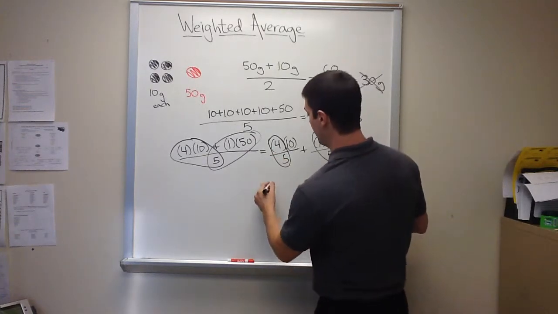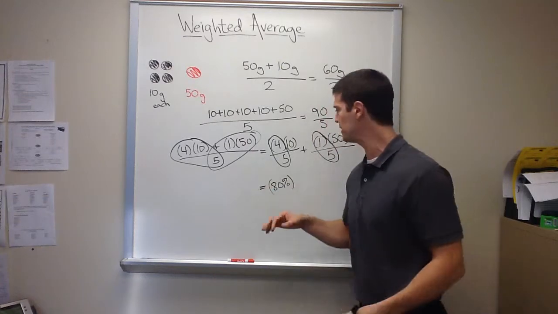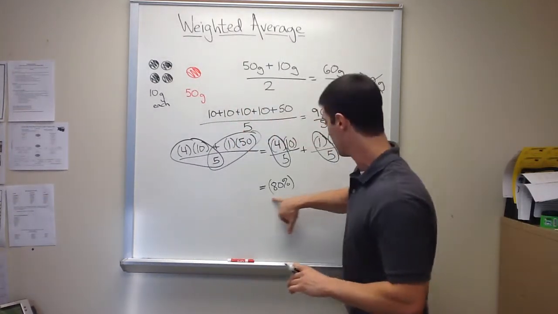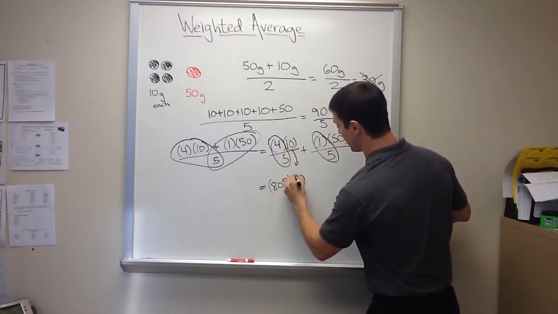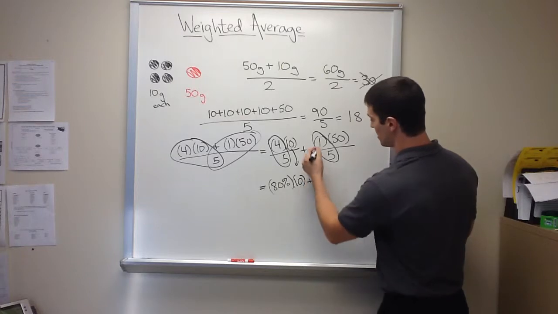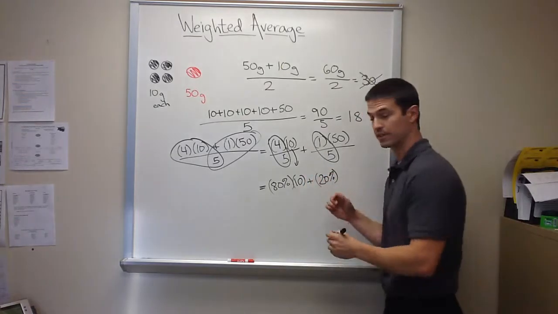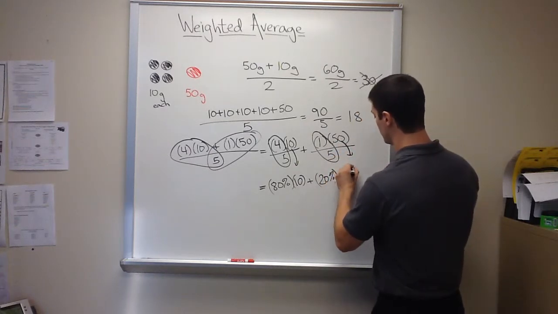So 4 divided by 5, hopefully you know that it's 80%. And by doing that, I just did 4 divided by 5, multiplied by 100% to actually get the 80%. Bring this 10 down, so it's 80% times 10, plus 1 divided by 5, which is going to be 20%. Again, you can check that on your calculator. Times, I'm going to bring this 50 down right here.